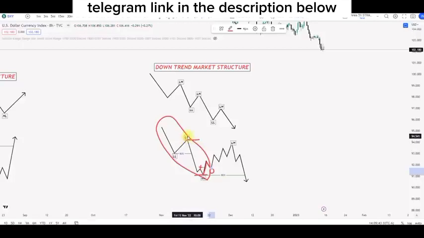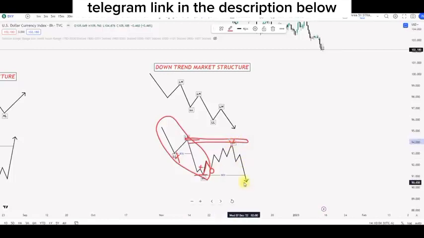So we have a lower high led to lower low, breaking this lower low structure here. So we know that our red zone will be around here, which is the higher time frame supply zone. So we're going to be scalping here, higher low, take your trade, and then you target this structure here.